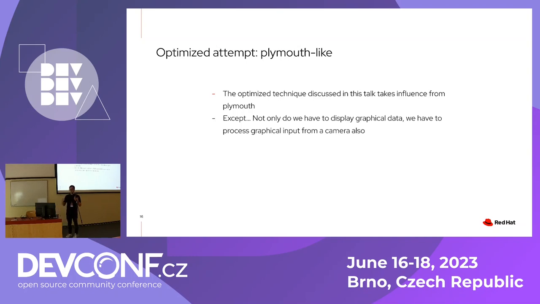So then I moved on to an optimized approach. I was discussing it with the team, and the first thing that came to mind is, what's the first graphic that Linux displays? And of course, it's the boot splash, which is Plymouth. Plymouth is the tool that launches the boot splash. The technique I use for this takes a lot of influence from Plymouth, except the main difference is, in this case, you're not only displaying graphical data, but also processing graphical input from a camera. I suppose that's the key difference between this and Plymouth.